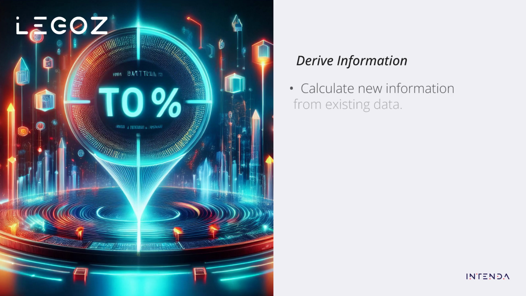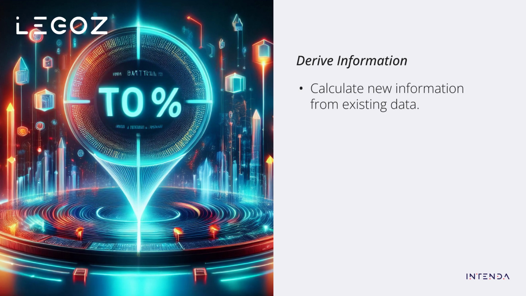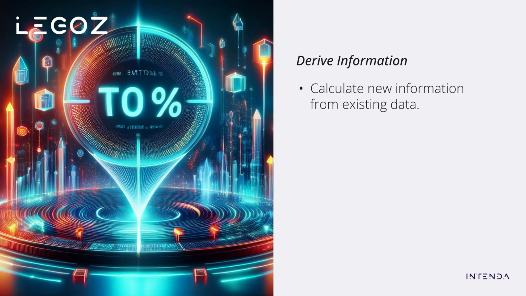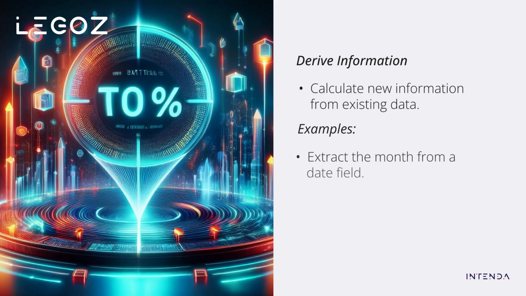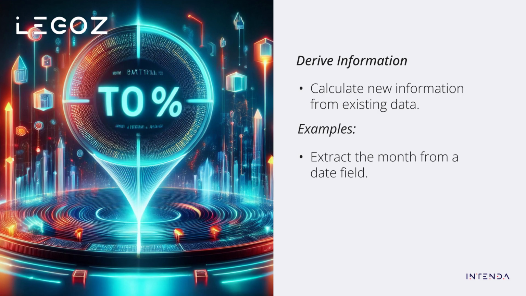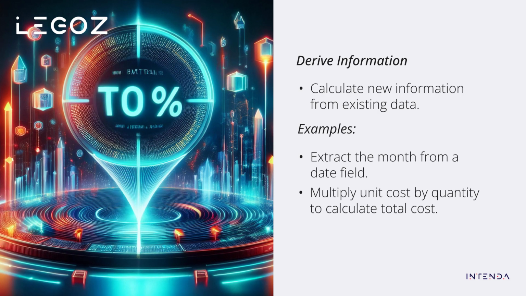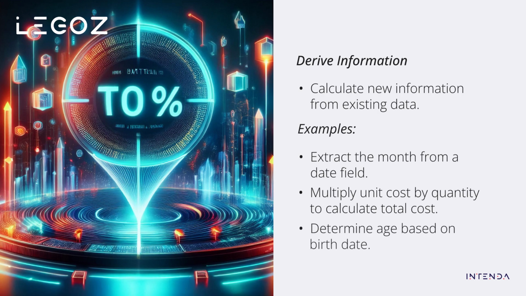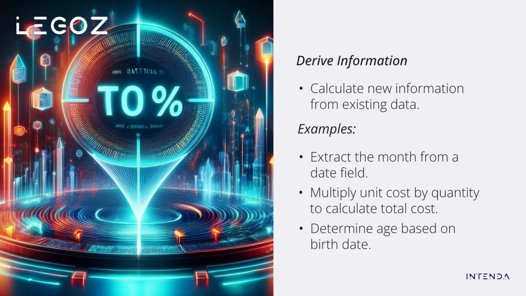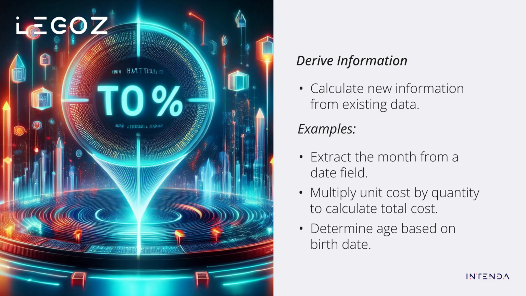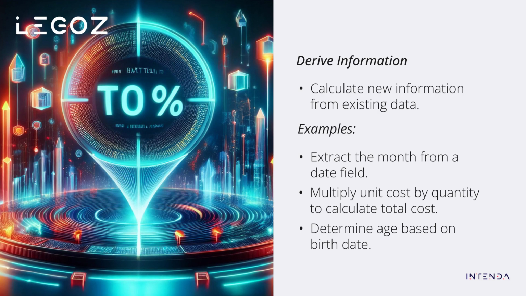Calculated fields enable you to derive new information from existing data. For example, you might extract the month from a date field, calculate a total cost by multiplying a unit price by a quantity, or determine a person's age based on their birth date. This ability to derive information adds significant value to your data.